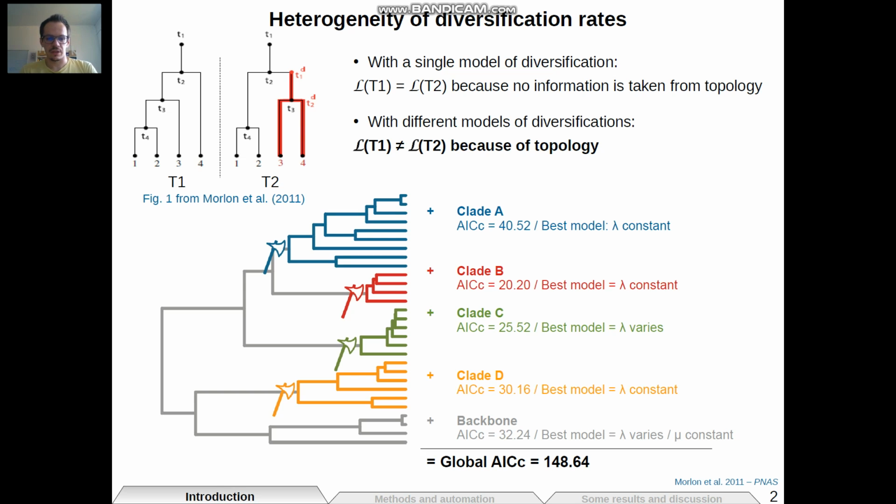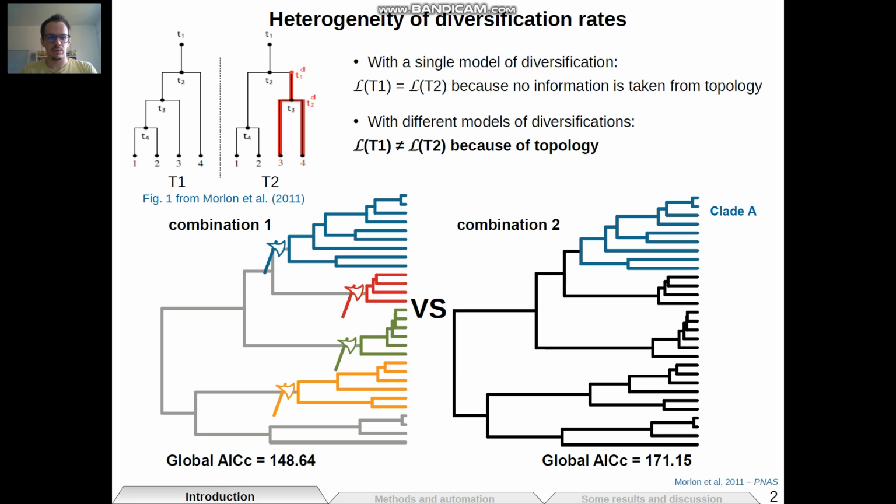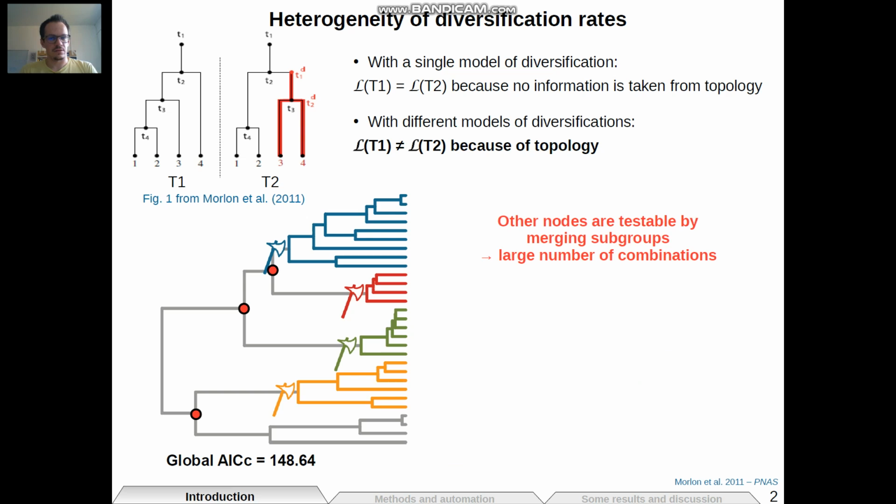and then you can sum up the different AICc to have a global AICc and compare it to other combinations with one shift, two shifts, three shifts, etc., to select the best ones. The main problem is that it's very costly, and if you do that by hand, you miss some nodes that are testable just by merging subgroups.